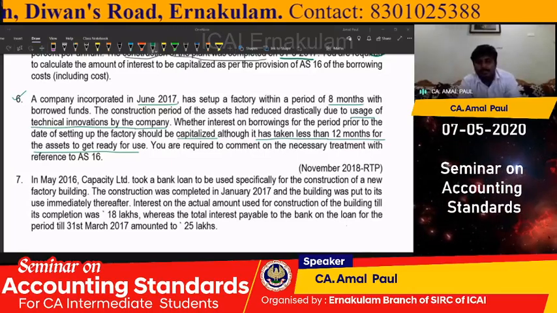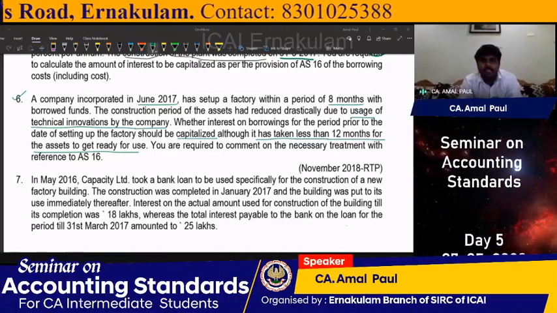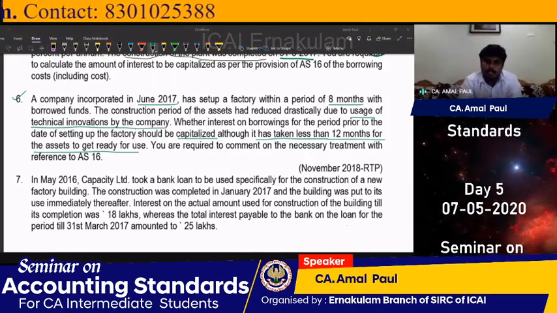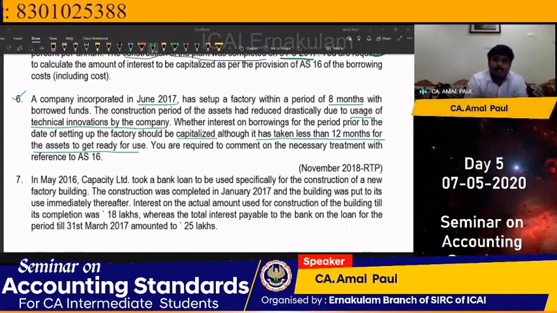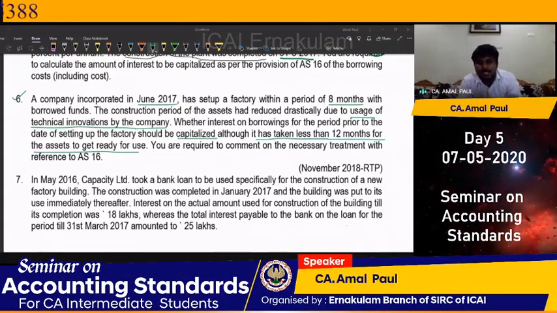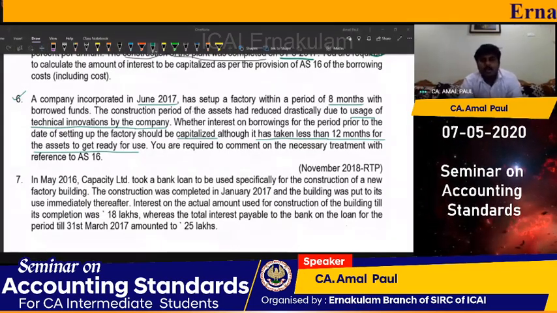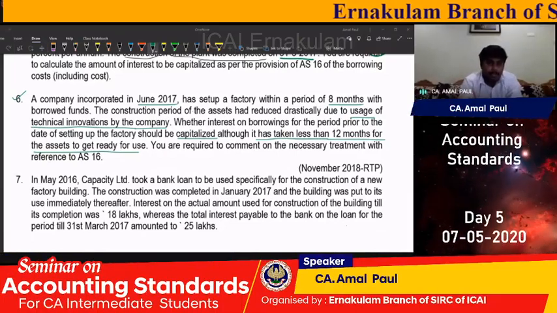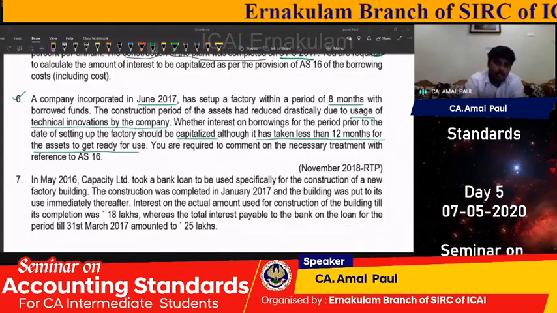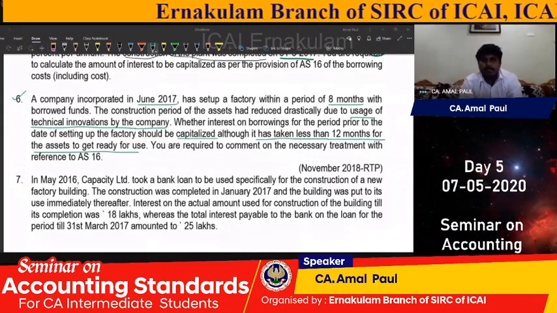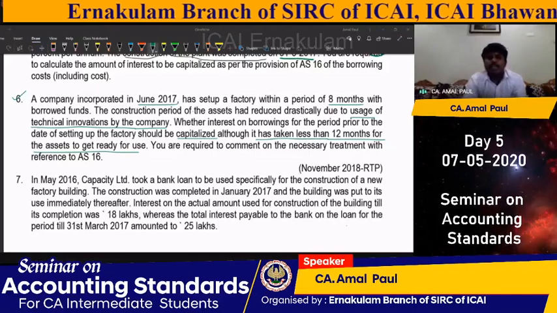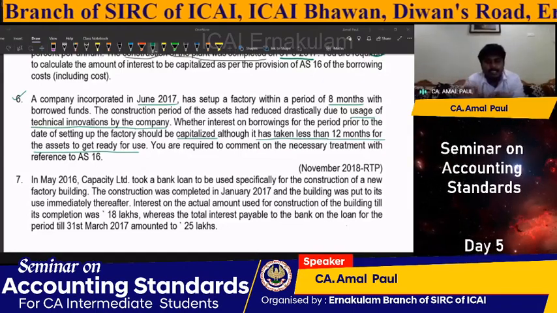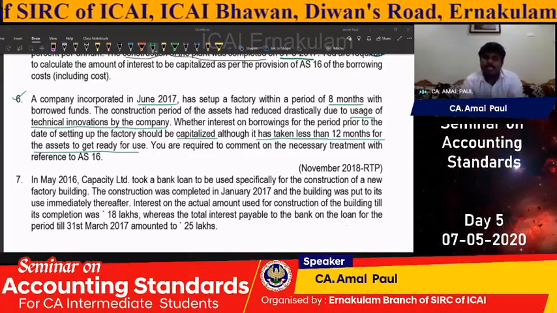In the given question, they had used more technology, and that is the reason why the period of construction is reduced to 8 months. So this 8 months can also be considered as substantial based on the facts and circumstances. So for less than 12 months, the standard also permits capitalizing borrowing cost for an asset which took less than 12 months for its construction. Also, there is no bar. You have to consider the facts and circumstances of each case.